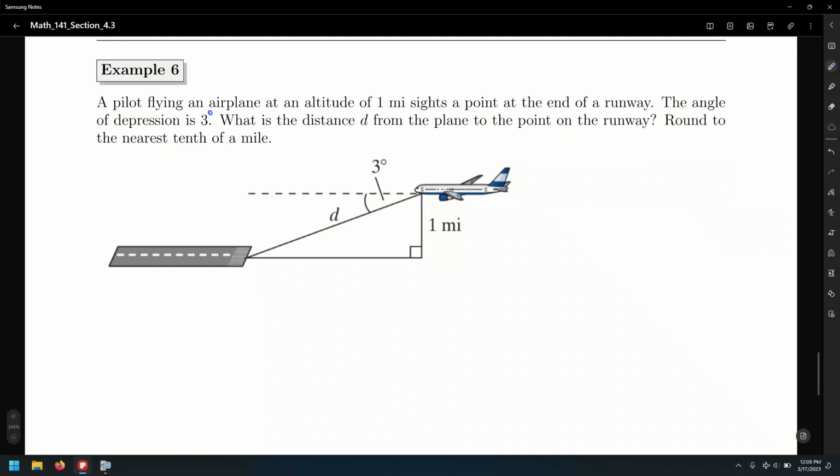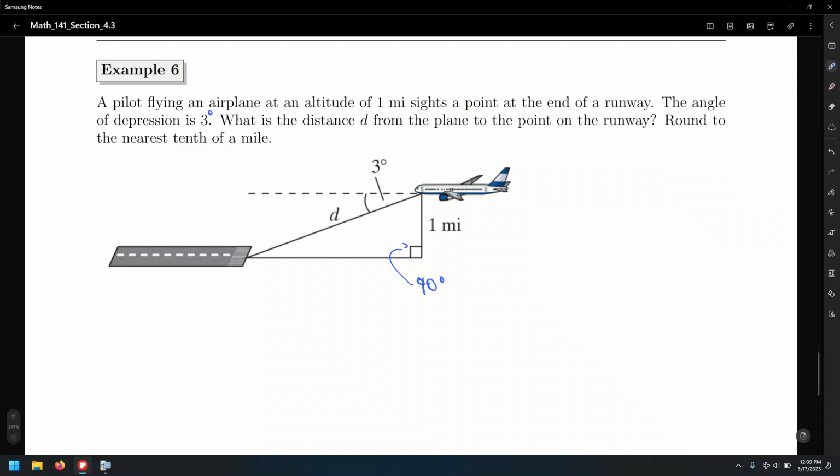All right, so that's the question. Round to the nearest tenth of a mile. Well, in this case, you need to be careful about how we treat this problem, because check this out. We have this triangle right here, which for this angle we know is 90 degrees. That's a right triangle.